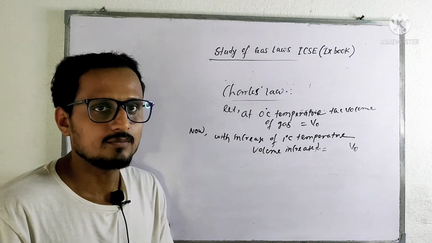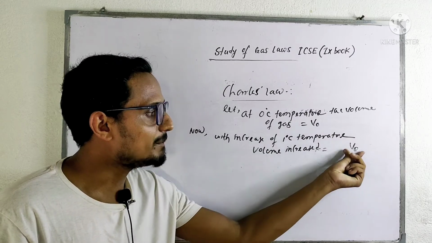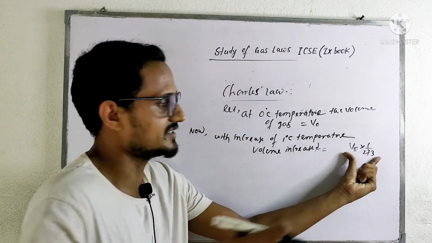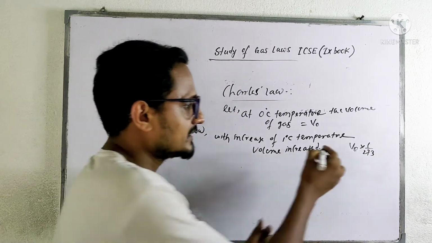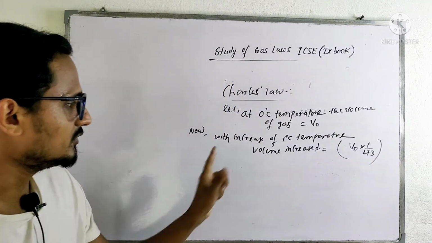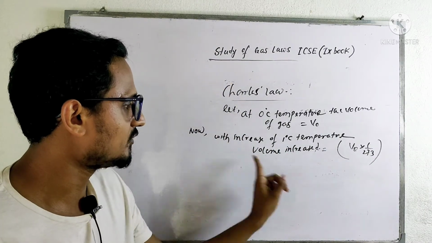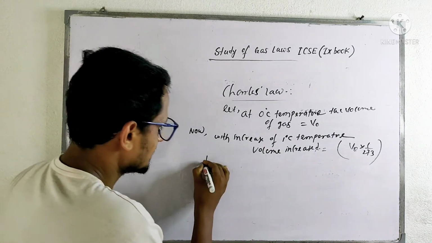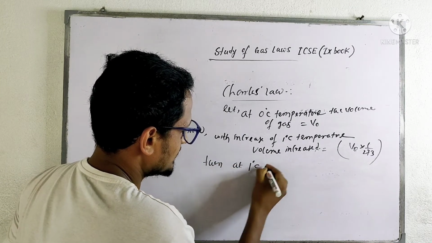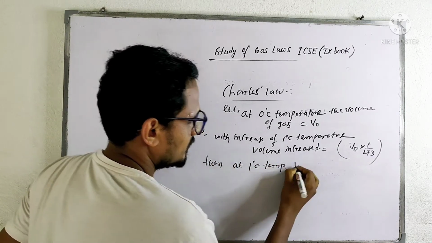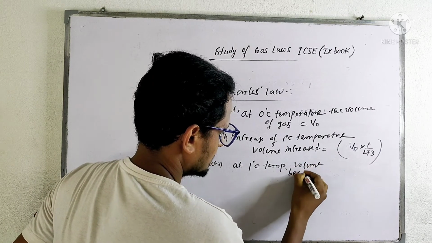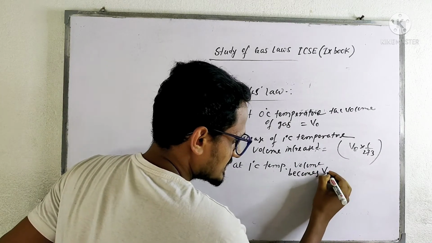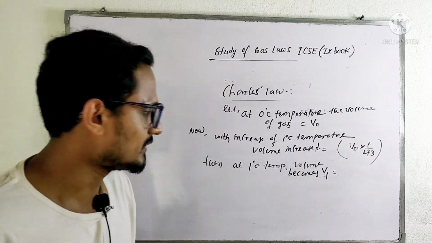Now 1 by 273 part increased. That means V0 into 1 by 273, this part increased. With increase of 1 degree centigrade temperature, volume increased by this part. Then at 1 degree centigrade temperature, the volume can be written as V1.